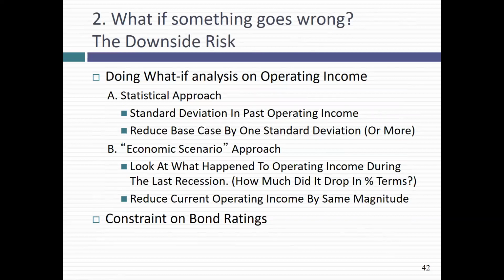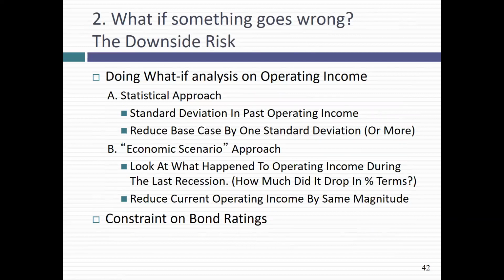Now, when we think about operating income, what we're concerned about is that there's a large drop. How likely is that? Well, we actually have a way to answer that, because a couple of lectures ago, we went through what-if analysis. We considered project uncertainty, so we're going to do something similar here. We can think about what's the standard deviation in past operating income, and then we can reduce the base case by one standard deviation or more. So if we're looking at a one standard deviation decline in income, what actually happens to our optimal debt ratio?